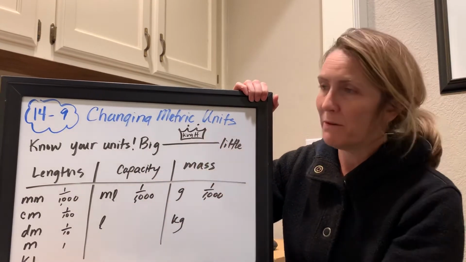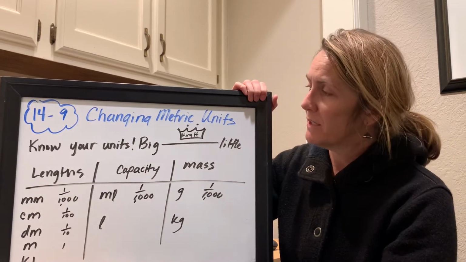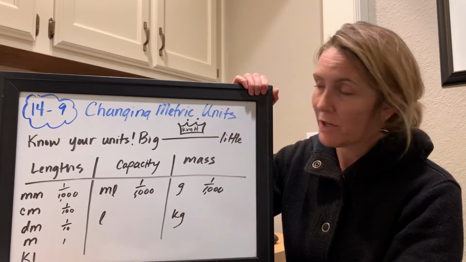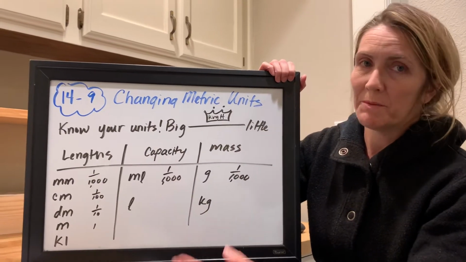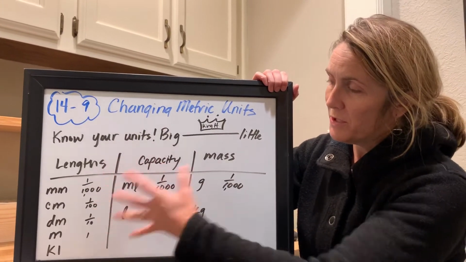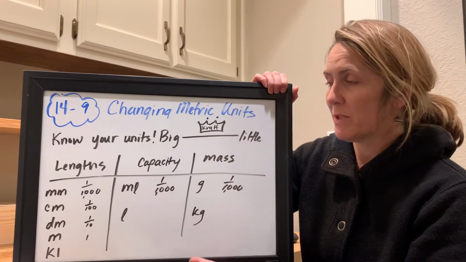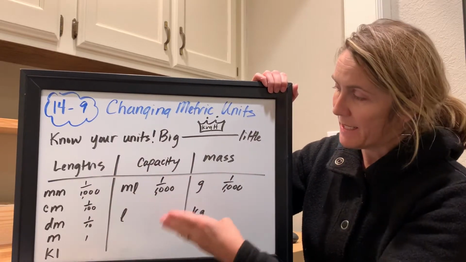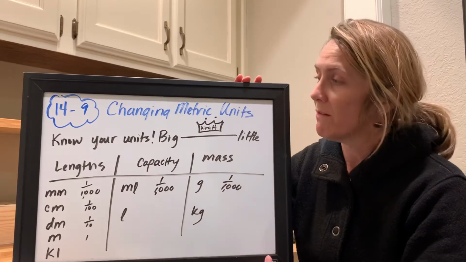In today's lesson, you'll notice that there is a chart. It's called the King's chart, and it really just shows you the conversions between each. So this chapter taught 3 different things about the metric system. You have your lengths, your capacities, and your mass. And these are the measurements for all of them.